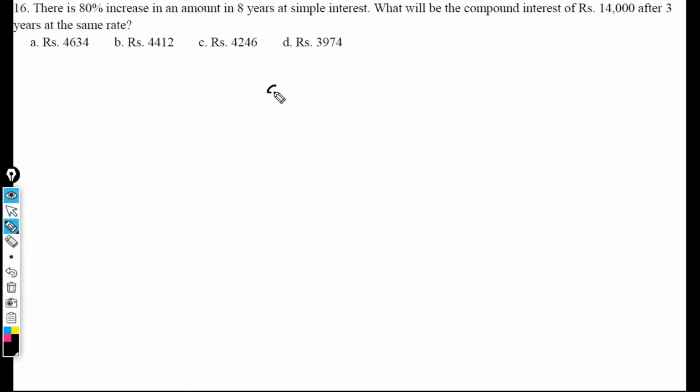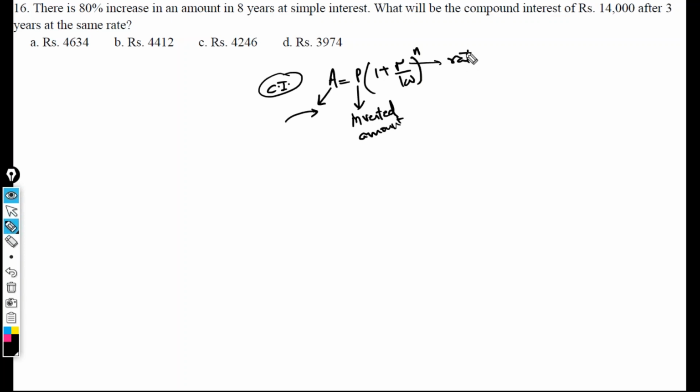Pranvi, in case of compound interest, we discussed this formula, which is P into 1 plus R by 100 raised to power n. So amount is the value which we get at the end of the investment period. P is the invested amount. R is the rate of interest at which you have invested, right? And n is the time period, which depends on the number of years of investment.